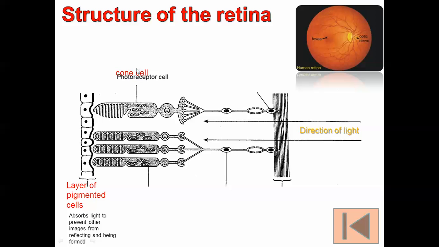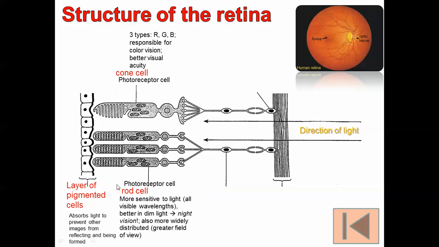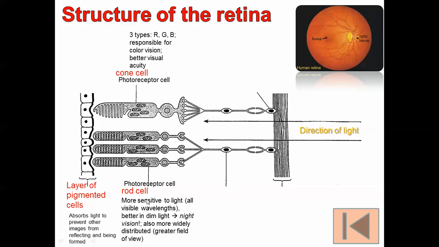Cone cell is a type of photoreceptor cell. We have 3 different types. Rod cell is another type of photoreceptor cell. Immediately you can see some differences, and you have to be able to distinguish between cone cells and rod cells later on. So the 3 types of cone cells are responsible for color vision. They detect red wavelengths, green wavelengths, and blue wavelengths. The rod cells are more for black and white vision.